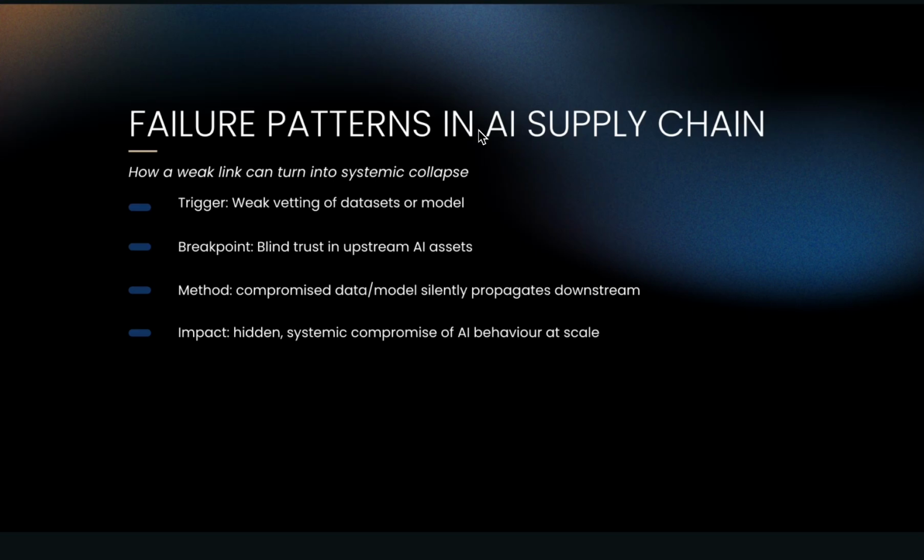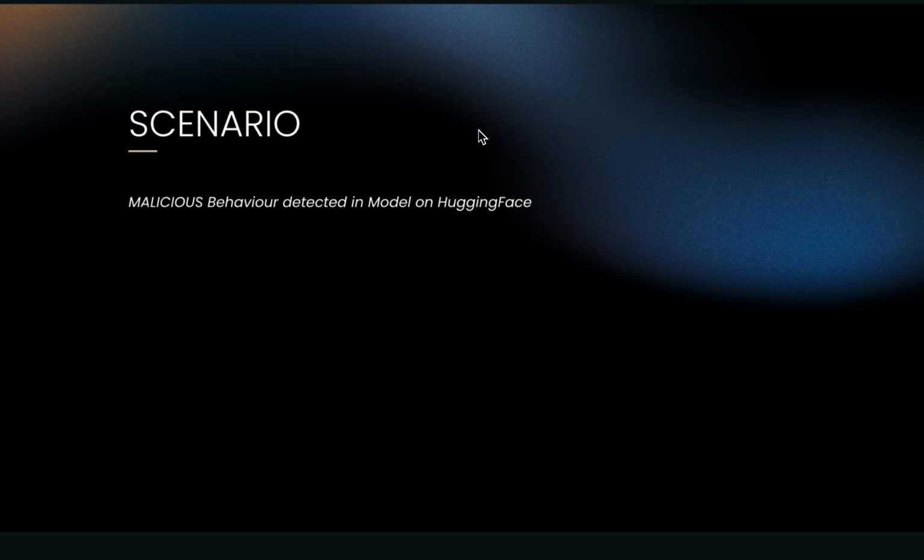Now, the impact is always hidden. It takes some time before it gets realized or detected, and that leads to systemic compromise of AI behavior at scale. Usually what follows after such detection is tighter security checks, tighter safety, and new paradigms get implemented. Scenario: we'll keep this for last, to discuss an actual scenario that happened.